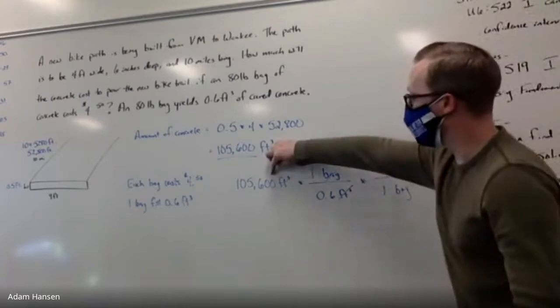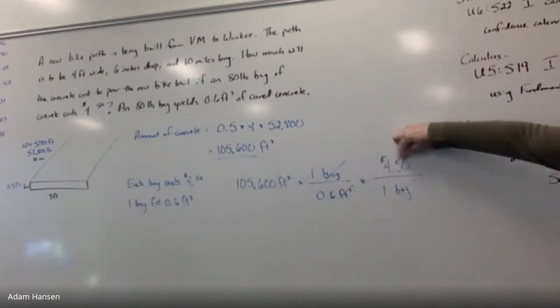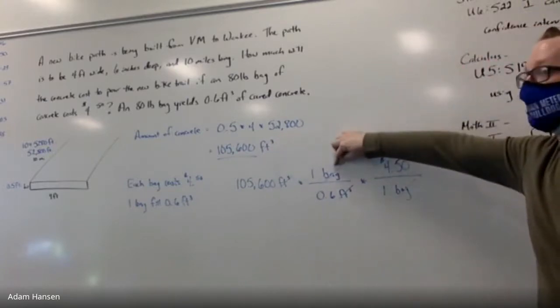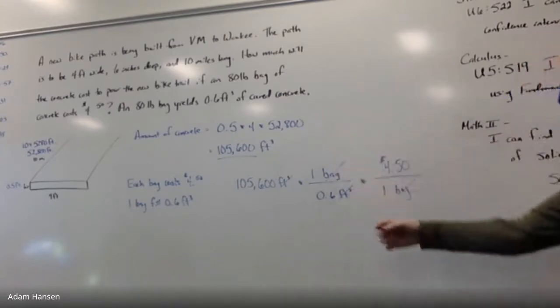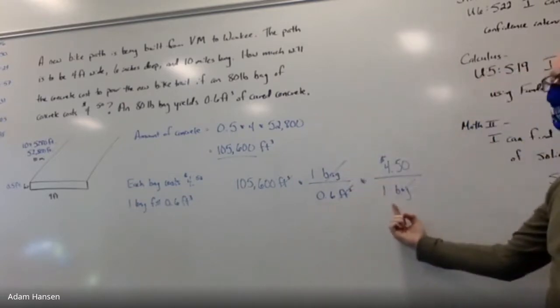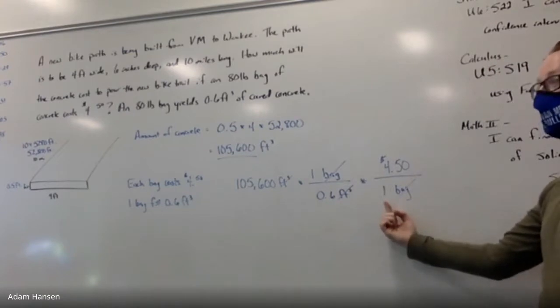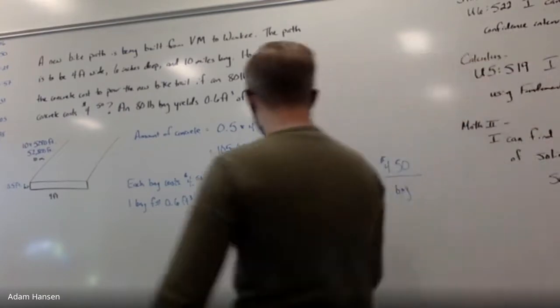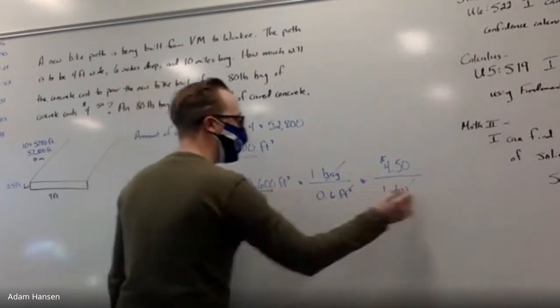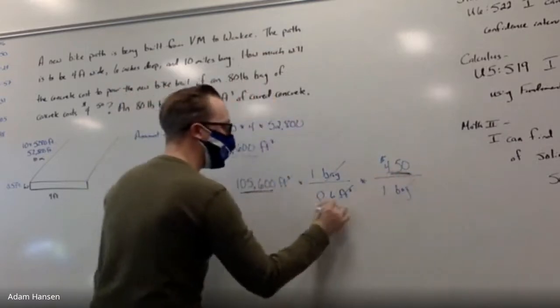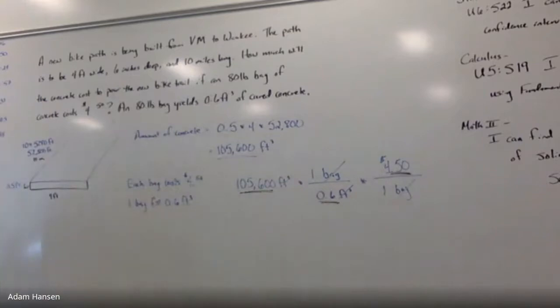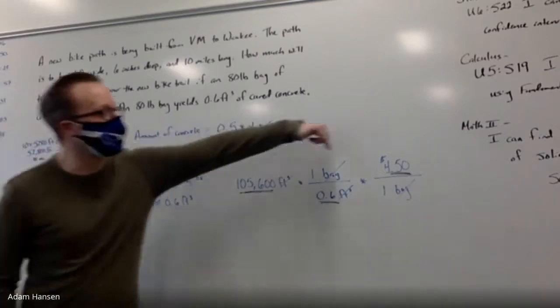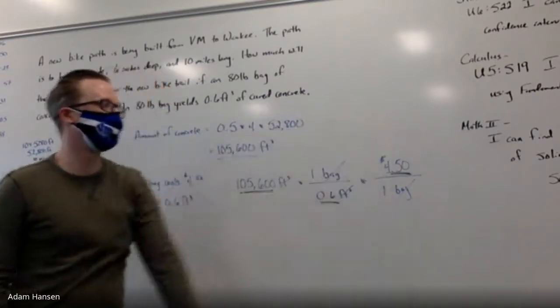Take 105,600 times 1 times 450. Does the 1 really matter? Multiplying by 1, does that change anything? No. Then divide by what's on the bottom, 0.6 times 1. Does the 1 really matter here? All we need to do is multiply 105,600 times 450 divided by 0.6. By rearranging these units, I set up the correct proportion so that everything I wanted to cancel out canceled out, leaving me the amount of dollars left over.